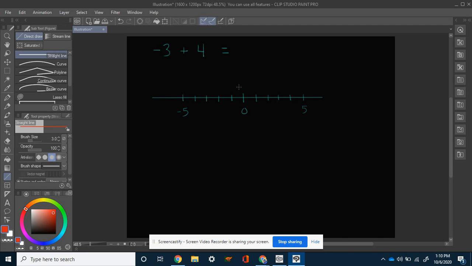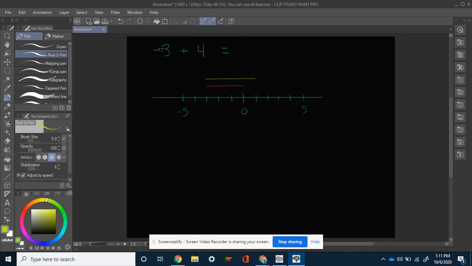And the first number tells me to go negative 3. So we're going to go left 3. That's negative 3. And the second number is telling us to go plus 4. So from that negative 3, we're going to increase by 4. So 1, 2, 3, 4. Here we end up at 1. So what we're saying is that if we have a negative 3 plus 4, we are in fact going to end up at a positive 1 because that's where we end up here. This is positive 1.